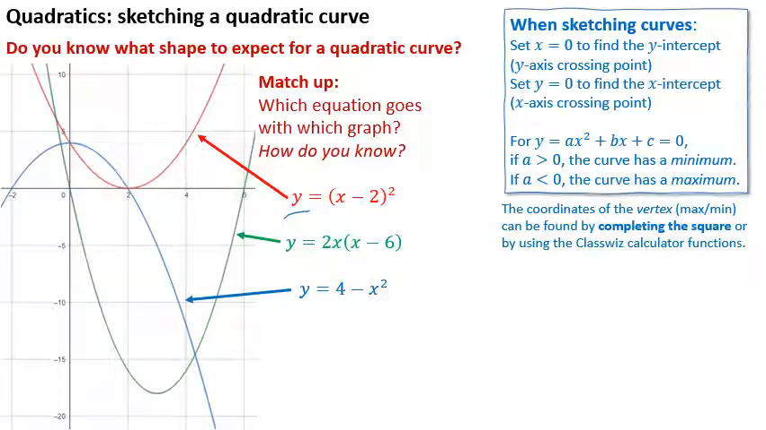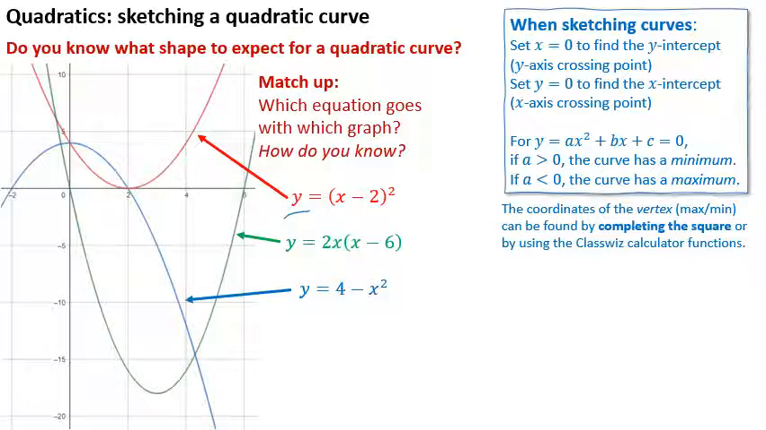It's worth pointing out here, if you're interested in exactly where the maximum or the minimum point might be, you can find that information out by completing the square. I'm not going to go into that process right now in this video, but you can look it up or you might remember it. Alternatively, by putting the values into the ClassWiz calculator, it will tell you not just the roots of your quadratic, the 2 points where it crosses the x-axis, but also the coordinates of the maximum or the minimum of that quadratic.